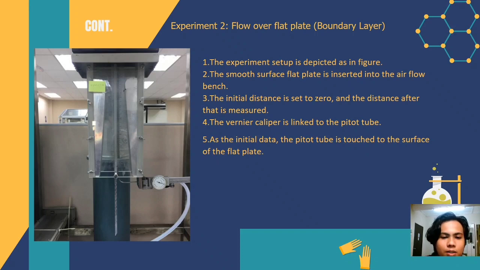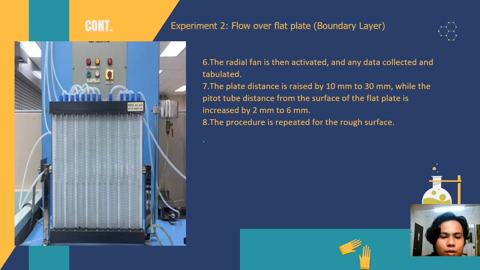The vernier caliper is linked to the pitot tube. As the initial data, the pitot tube is touched to the surface of the flat plate. The radial fan is then activated and the data collected and tabulated. The plate distance is raised by 20 millimeters to 140 millimeters, while the pitot tube distance from the surface of the flat plate is increased by 4 millimeters to 32 millimeters. Then the procedure is repeated for the rough surface.